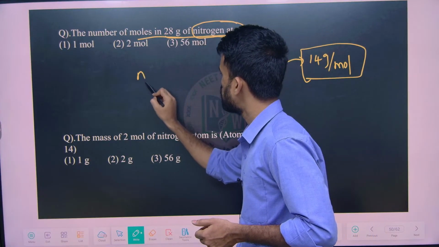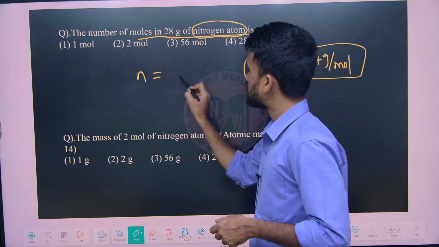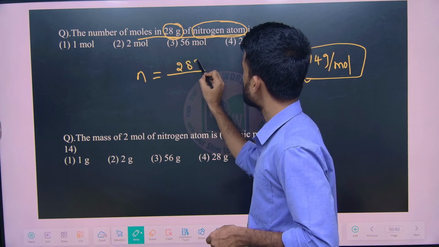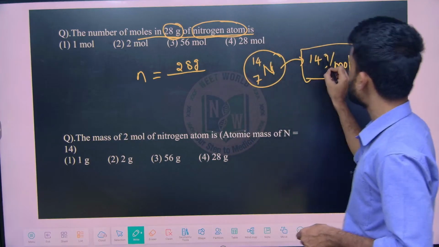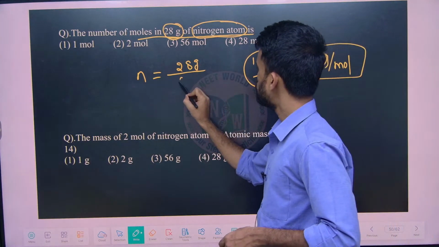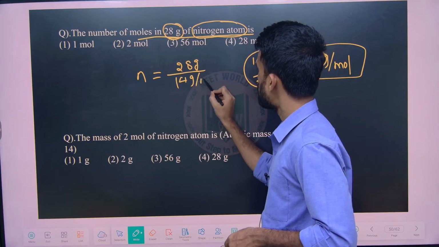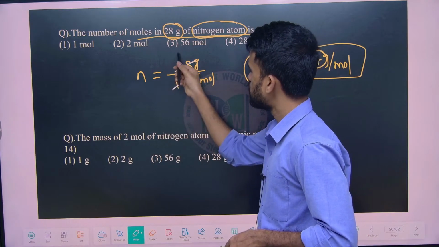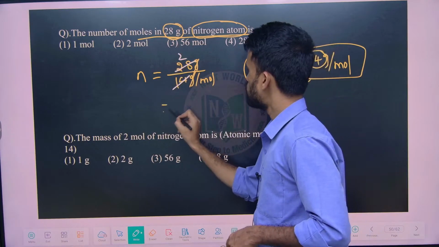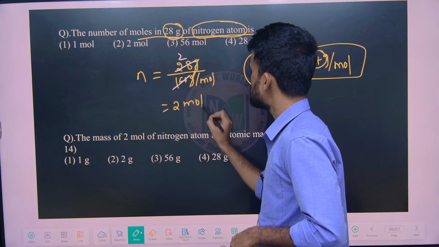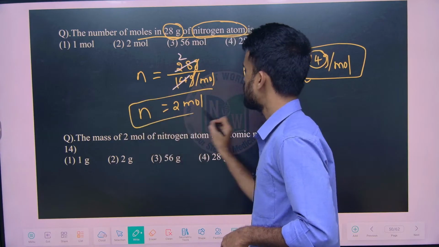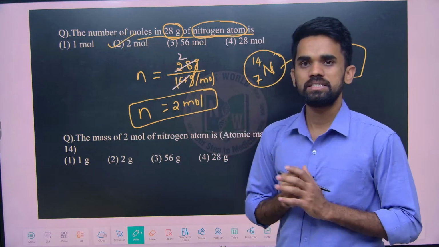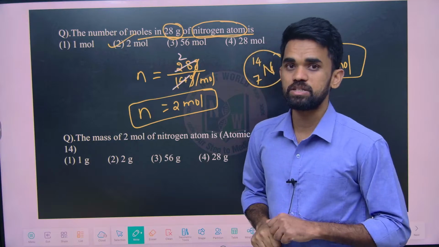Number of moles, N. What is the given weight? The given weight is 28 grams. And its molar mass is 14 gram per mole. Grams cancel, and 14 2s are 28. So what is the answer we got? 2 moles of nitrogen atoms. So what is your answer? It is the second option.